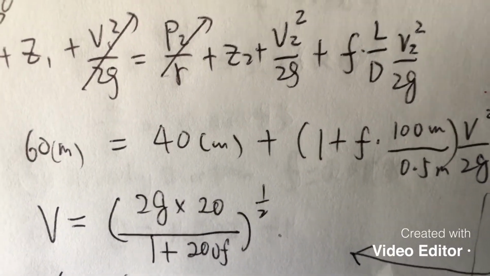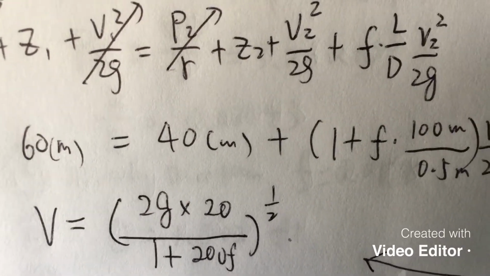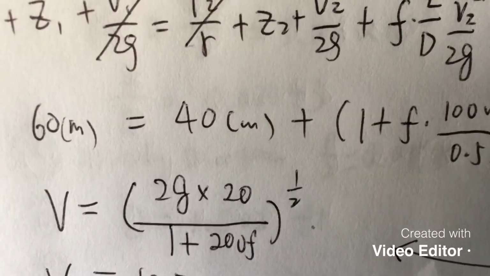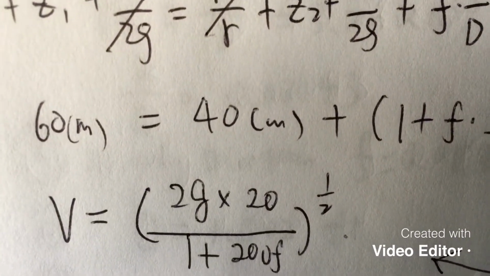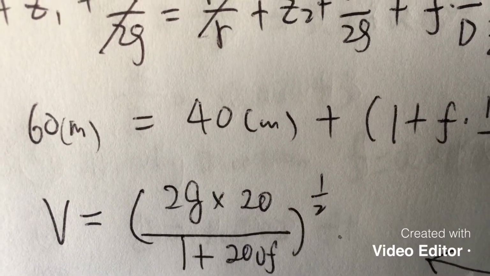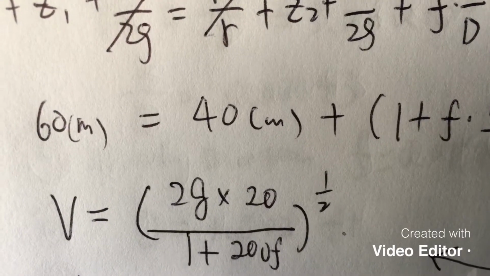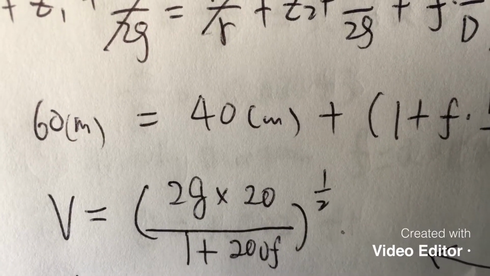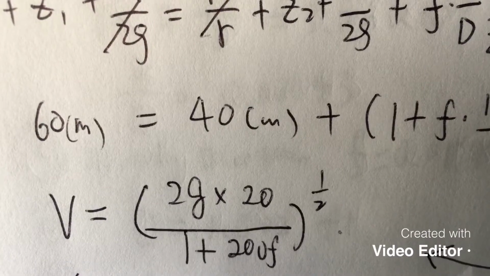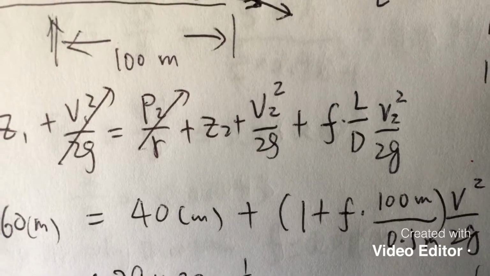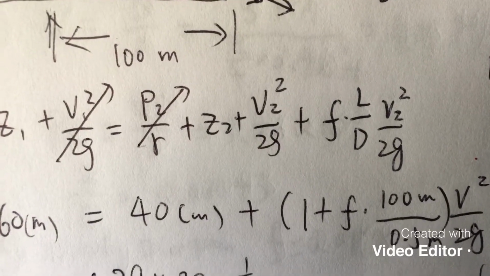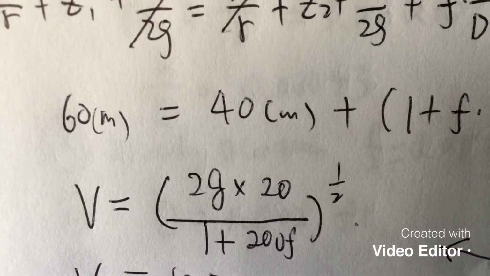So we can rearrange this equation a little bit. It becomes a form like this. V equals 2G times 20 divided by 1 plus 200F. Then take the square root of the whole thing on the right hand side, right? We group the terms a little bit and rearranged it into this form.